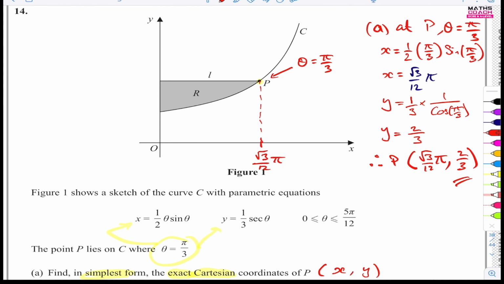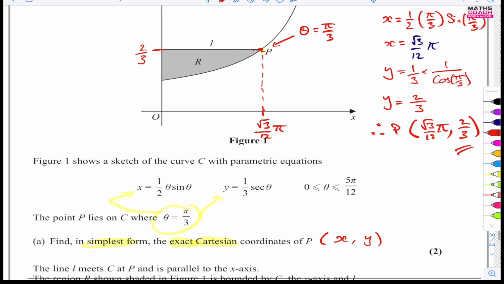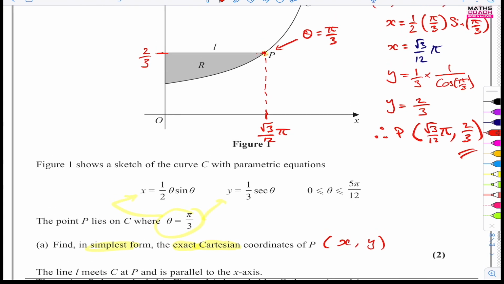And at the same time, if we go across from point P along towards the left, we can see that we'll meet the y-axis at 2/3. So now we're ready to move on to part B of the question. Line L meets the curve at point P and is parallel to the x-axis.